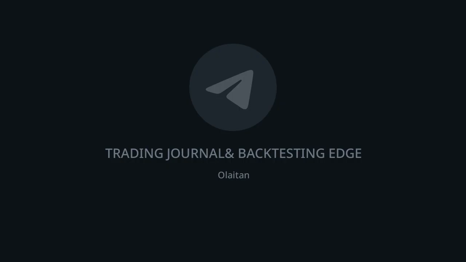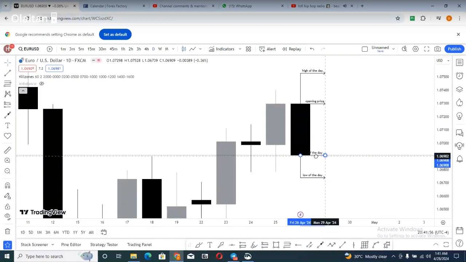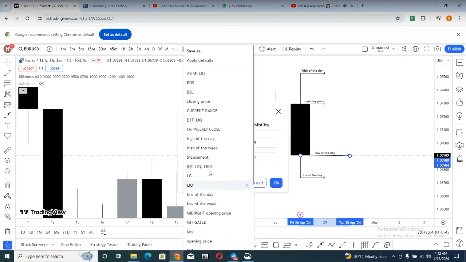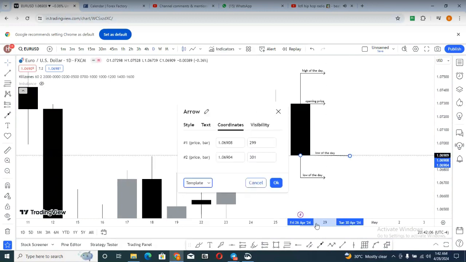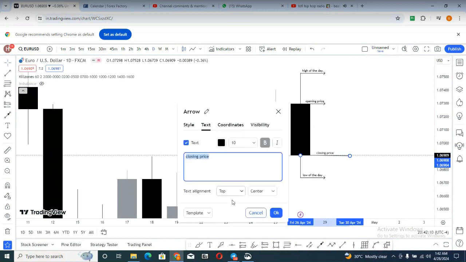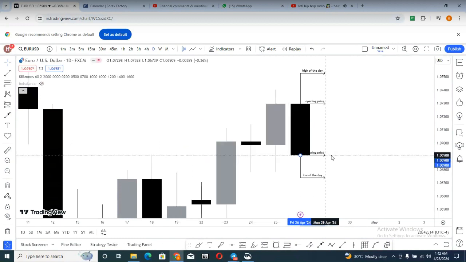Then the closing price. This is where price closes, just as the diagram I sent to you, I sent to the link. This is the closing price. I've already stated that before. I've already done all this before, so that's why it's on my chart. You can see it on my chart. So that's the closing price.